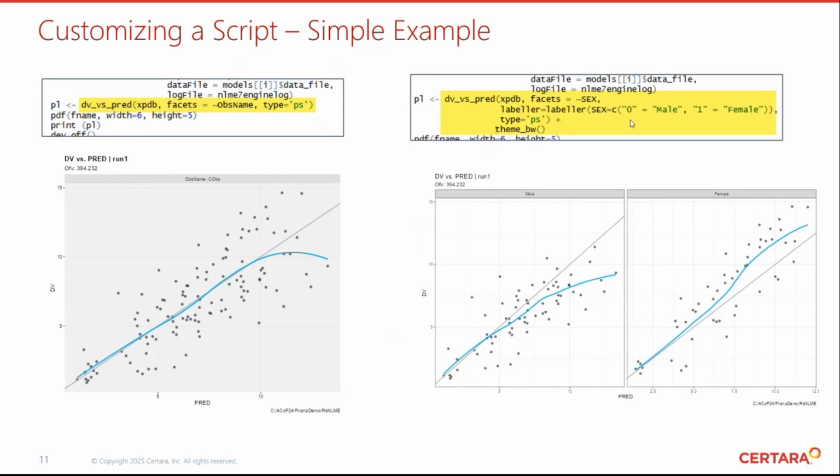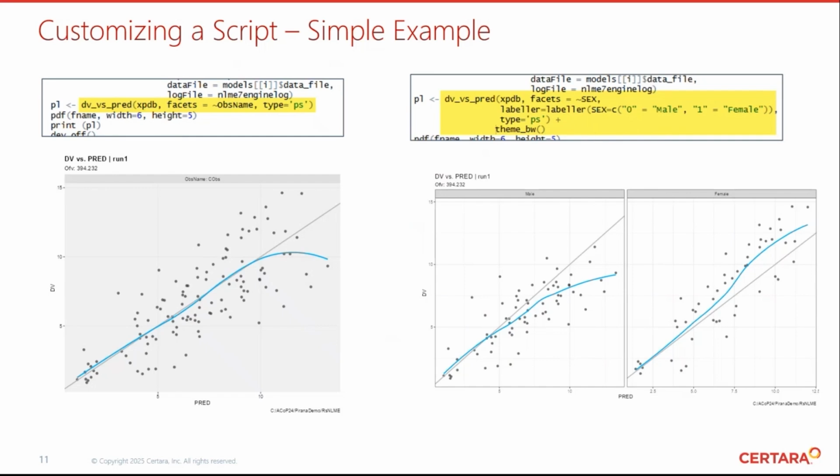Here, I've simply edited that default script, and I've included a facet for gender. And then I've also used the labeller function to, instead of using 0 and 1 as appears in the data set, select labels. Instead of 0, I want to show male. Instead of 1, I want to show female. And I've applied a black and white theme with ggplot. So here you see ggplot commands used within the call to Xpose. Plus, you can use the typical ggplot layer capability to add additional elements.